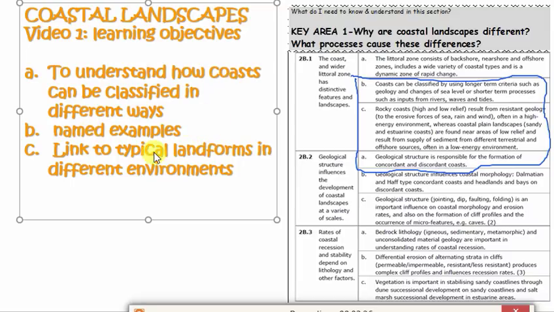We're going to name some examples, because as geographers, it's fantastic understanding the theory, but we also need to kind of, where's this happening? Yeah, so in your notes you need to be jotting down some examples, and then we're going to link some of these classification and examples and actually look at, well, what do you end up with? What are your typical landforms in these different kind of environments?